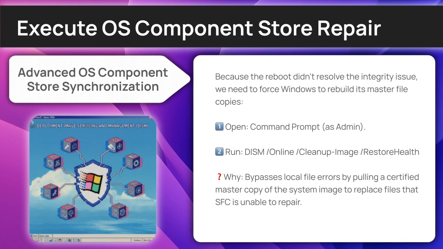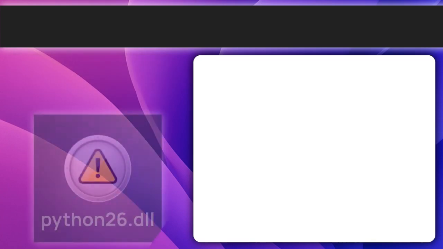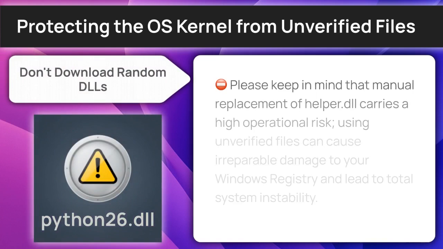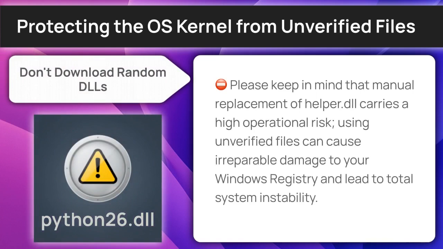is unable to repair. Let's look at a key safety rule that will keep your PC protected while we address this error. Installing an unverified version of Python26 library DLL is one of the most common ways to accidentally bypass your system's built-in security firewall.